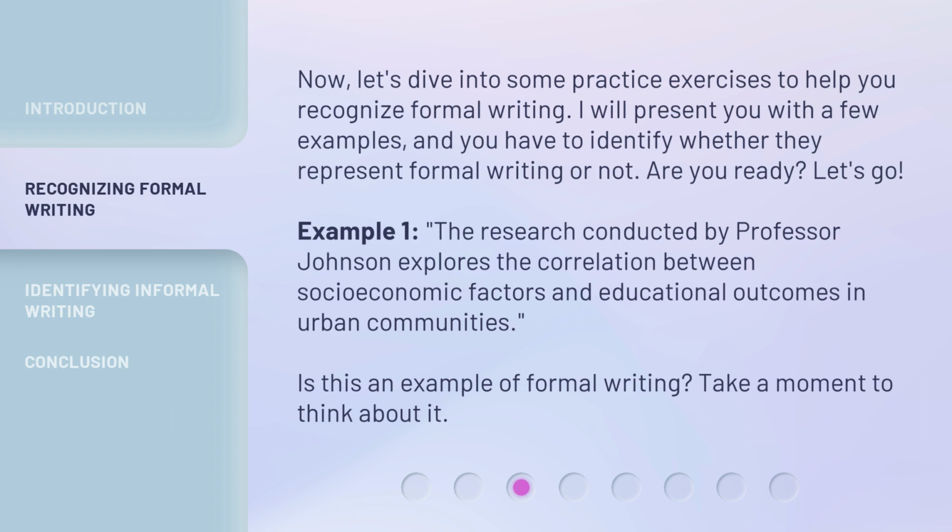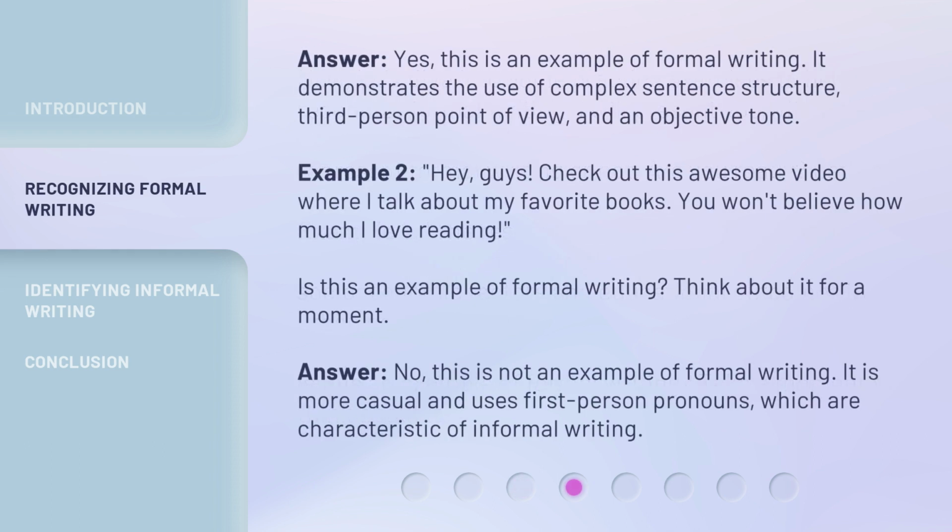Example 1. The research conducted by Professor Johnson explores the correlation between socioeconomic factors and educational outcomes in urban communities. Is this an example of formal writing? Take a moment to think about it. Answer: yes, this is an example of formal writing. It demonstrates the use of complex sentence structure, third-person point of view, and an objective tone.